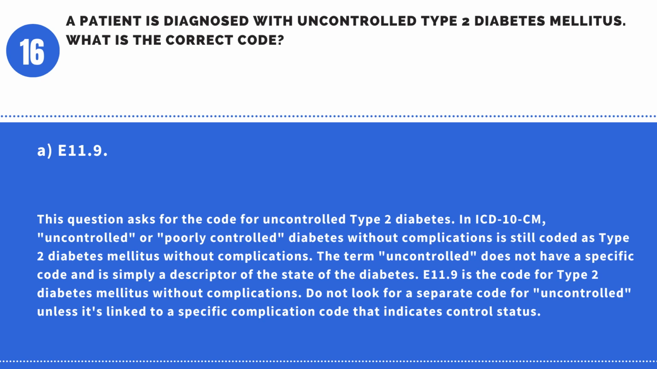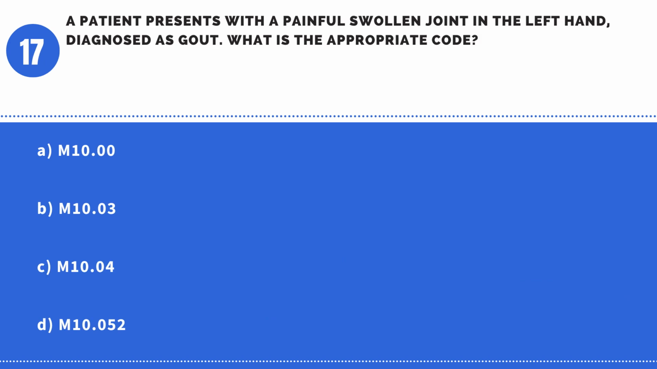In ICD-10-CM, uncontrolled or poorly controlled diabetes without complications is still coded as type 2 diabetes mellitus without complications. The term uncontrolled does not have a specific code and is simply a descriptor of the state of the diabetes. E11.9 is the code for type 2 diabetes mellitus without complications. Do not look for a separate code for uncontrolled unless it's linked to a specific complication code that indicates control status.